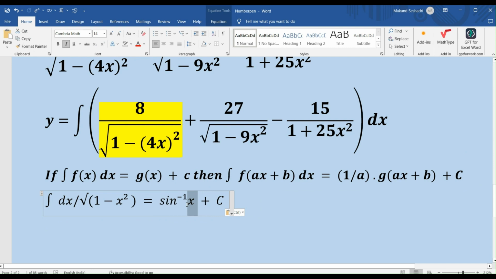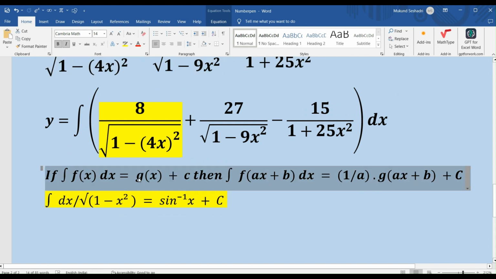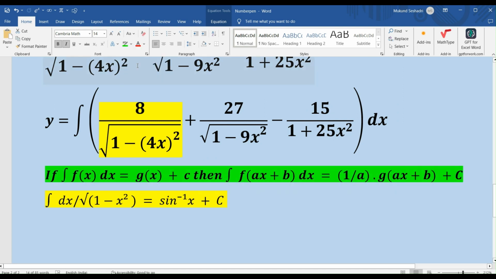So I'm going to highlight this particular formula, and I'm going to connect it with the formula that I've written above, which is my integral of f of x dx equal to g of x. Then what is my integral of f of ax plus b? If you look at my first function, dx divided by square root of 1 minus (4x) the whole square, it's very similar to the integral of dx divided by square root of 1 minus x squared, except that in place of x I have 4x, right?